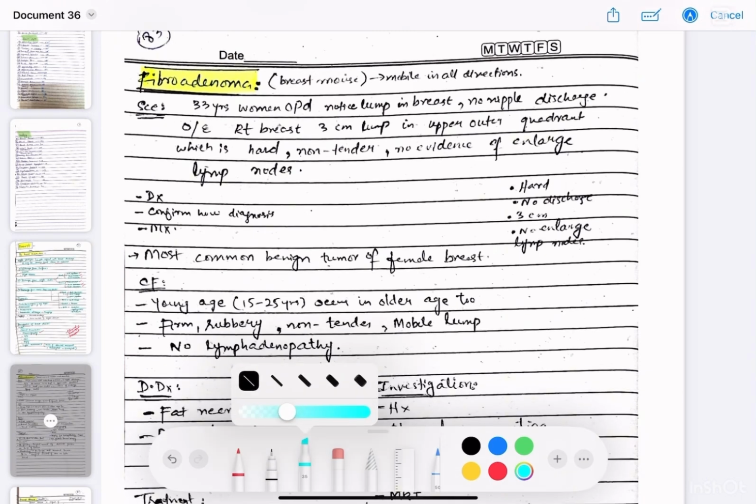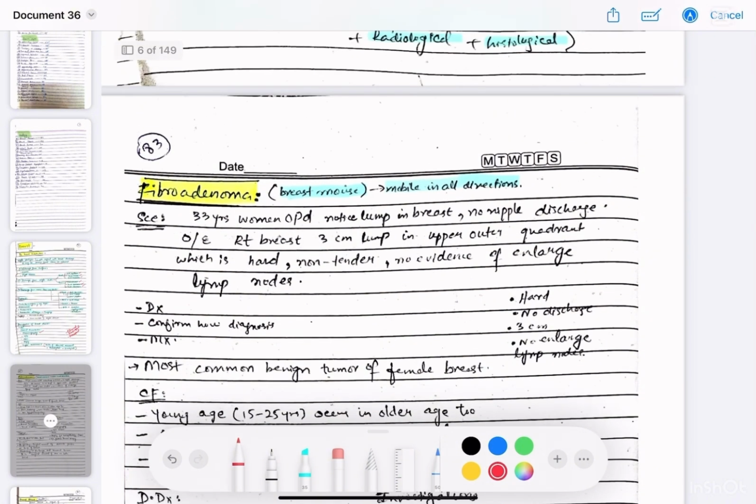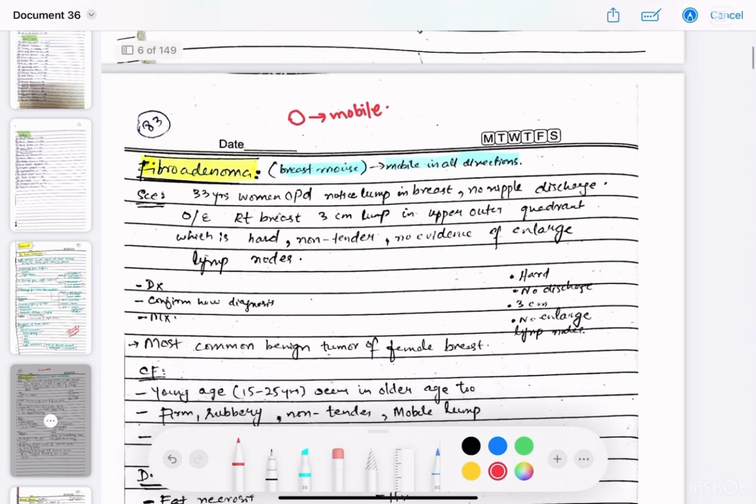Fibroadenoma is also known as breast mouse, and it is mobile in all directions. This is the diagnostic point. If there is a lump or mass or adenoma-type thing present in the breast and it is mobile, then the differential diagnosis is fibroadenoma. Okay, the diagnosis is fibroadenoma.